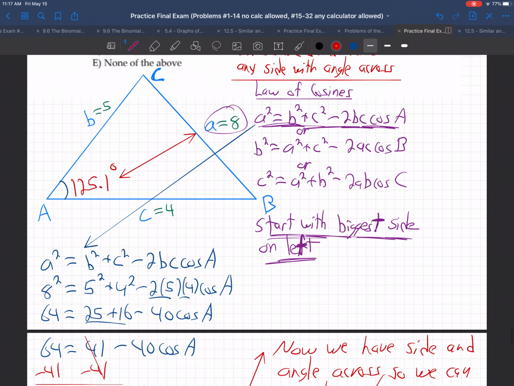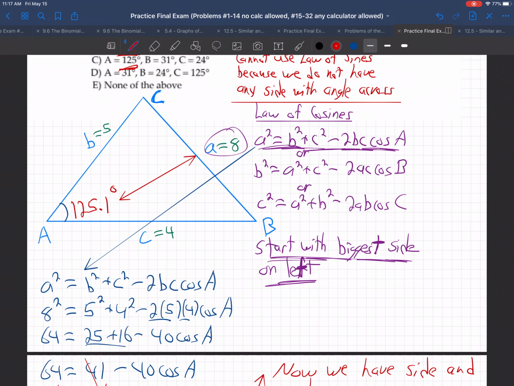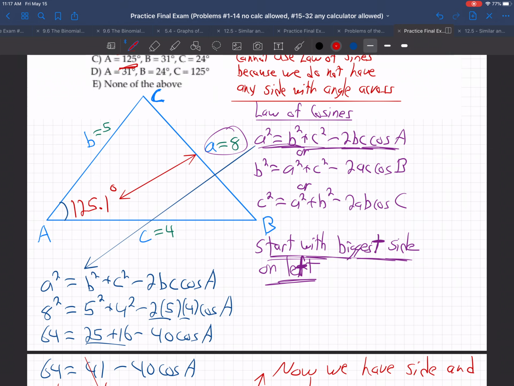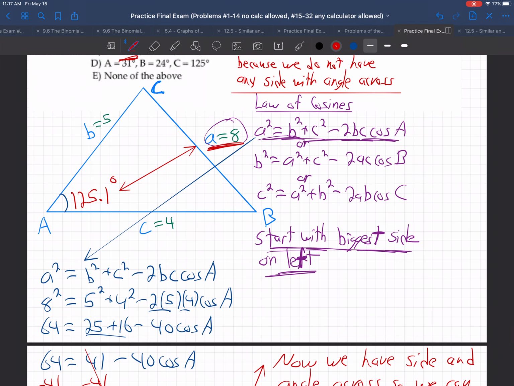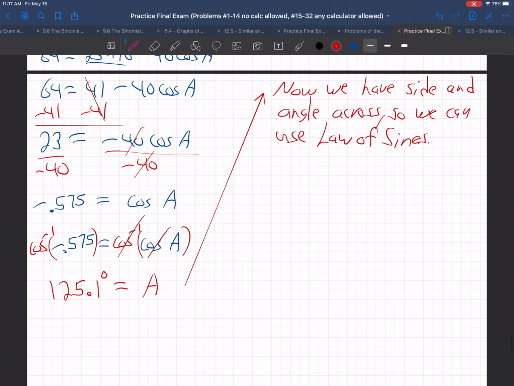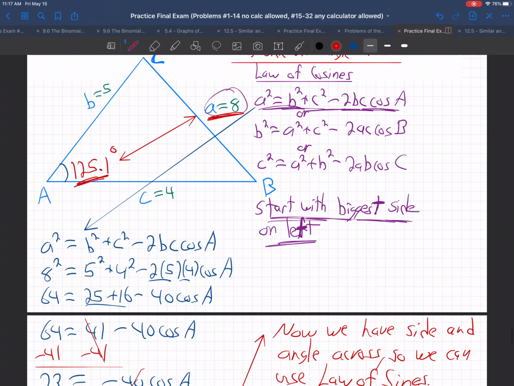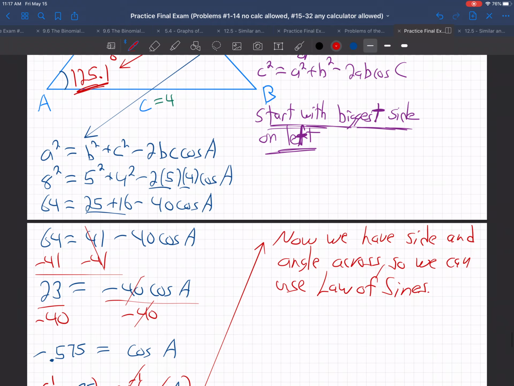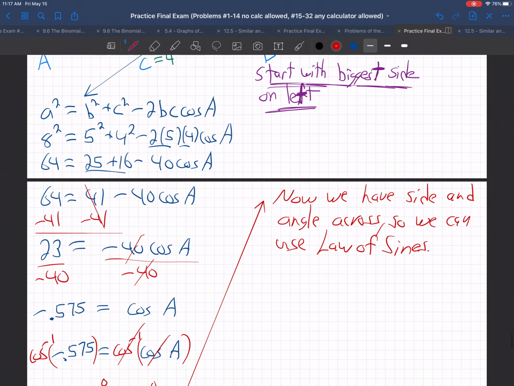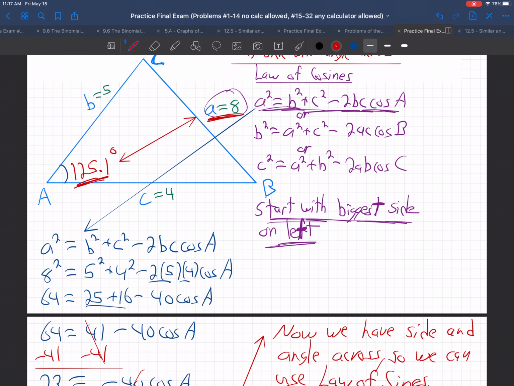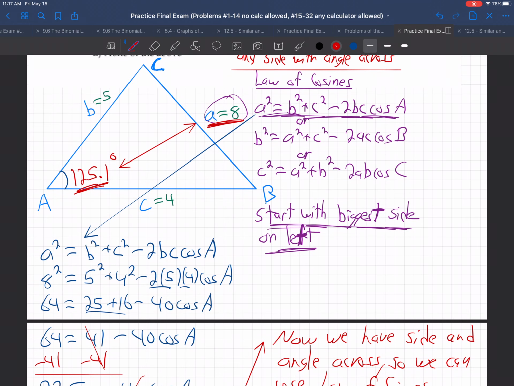We did law of cosines at first because we just had three sides. We didn't have any angles across from them. With law of cosines, you use the biggest side, which gives us the biggest angle across from it. Solve for that. Then once you've got an angle, now you have a side-angle combo. So to finish the problem, use law of sines because that's easier. I mean, you could use law of cosines again, but law of sines is easier.